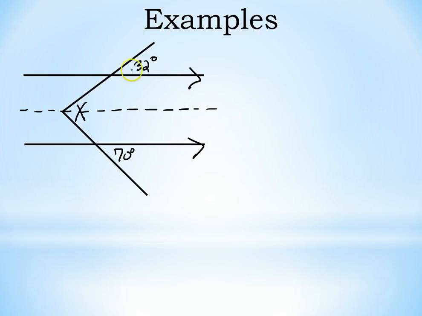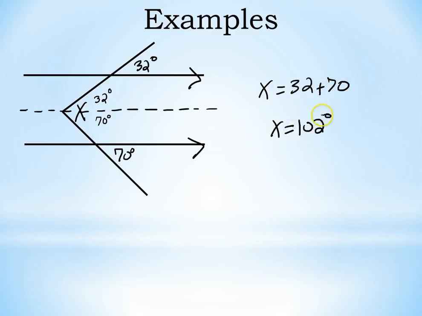And now we notice between this angle right here and the top part of angle x, these are both corresponding angles. Therefore, they're both the same. So this would also be 32 degrees. And then between the 70 degrees and the bottom part of the x, we also have another pair of corresponding angles. So this would also be 70 degrees. And these two angles make up angle x, so x has to be 32 plus 70, which is 102 degrees.